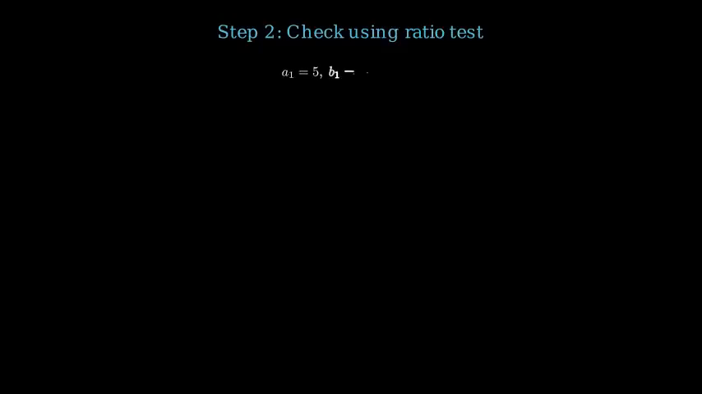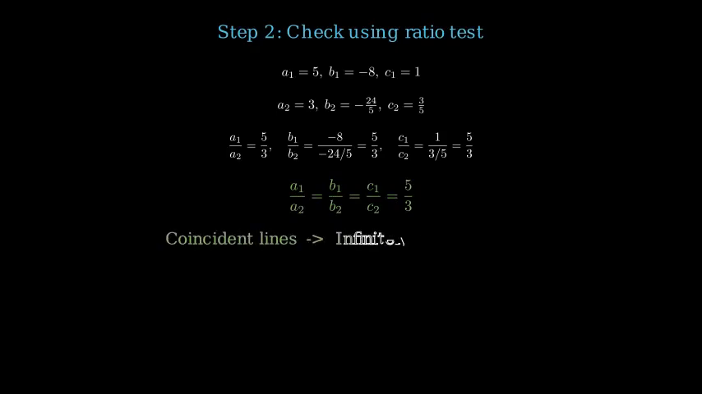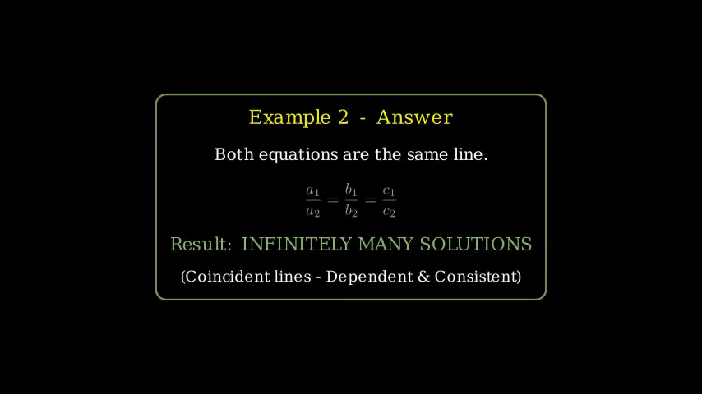Step 2. Compare the ratios a1 over a2, b1 over b2, and c1 over c2. We have 5 over 5 equals 1, -8 over -8 equals 1, and 1 over 1 equals 1. All three ratios are equal. Step 3. Since a1 over a2 equals b1 over b2 equals c1 over c2, the two equations represent the same line. Therefore, the pair has infinitely many solutions, and the lines are coincident. This is a consistent and dependent system.